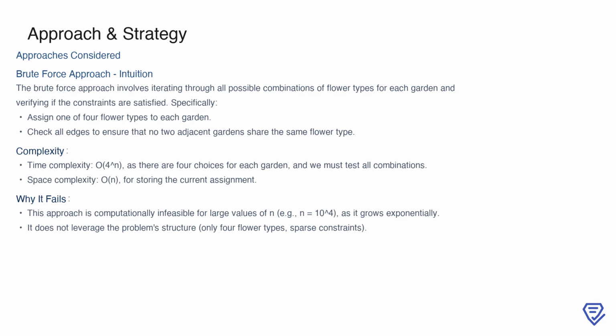The time complexity grows exponentially, 4 to the power of n, because we have 4 choices for each garden and need to test all possible combinations. For a problem size as large as n equals 10,000, this is computationally infeasible. Additionally, it doesn't use the structure of the problem, such as the limited number of flower types or the sparse constraints imposed by the paths. This makes brute force a poor choice for this problem.